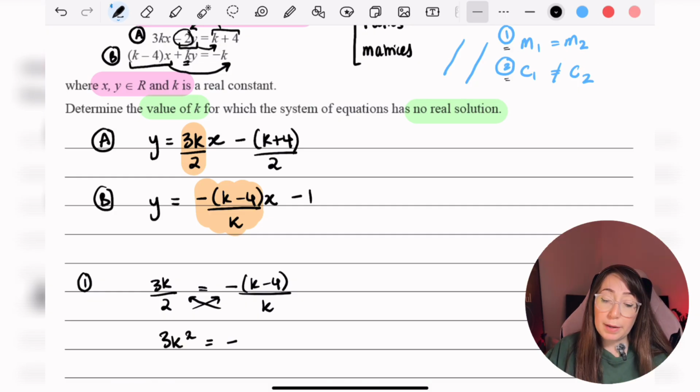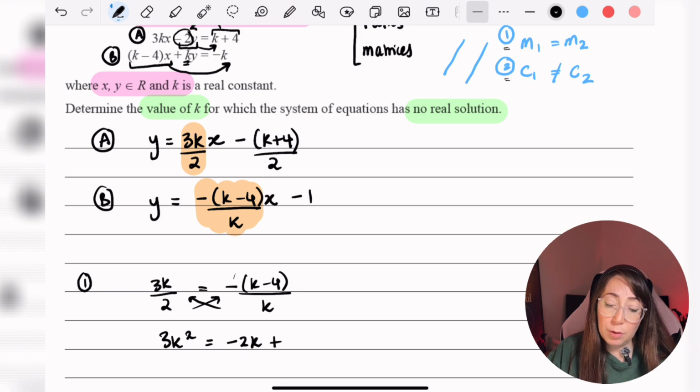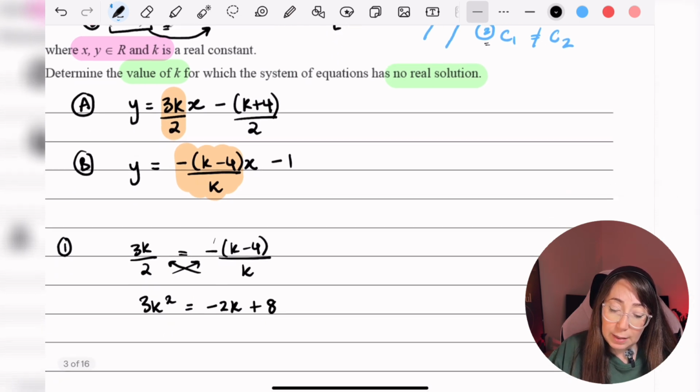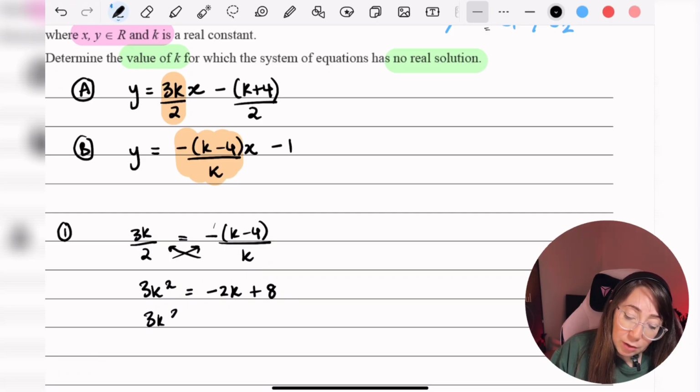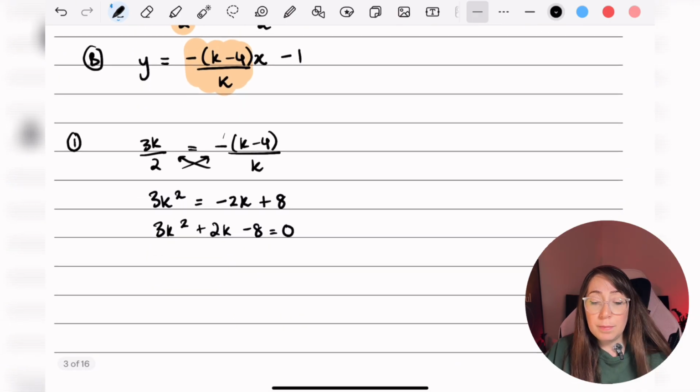And as I multiply the 2 over, I'm going to expand at the same time. So expand the negative in, that becomes positive 4, and then times by 2, that becomes 8. I'm going to take everything over to one side, and I will be left with a quadratic. So from this step, now I'm going to go ahead and solve for that quadratic.